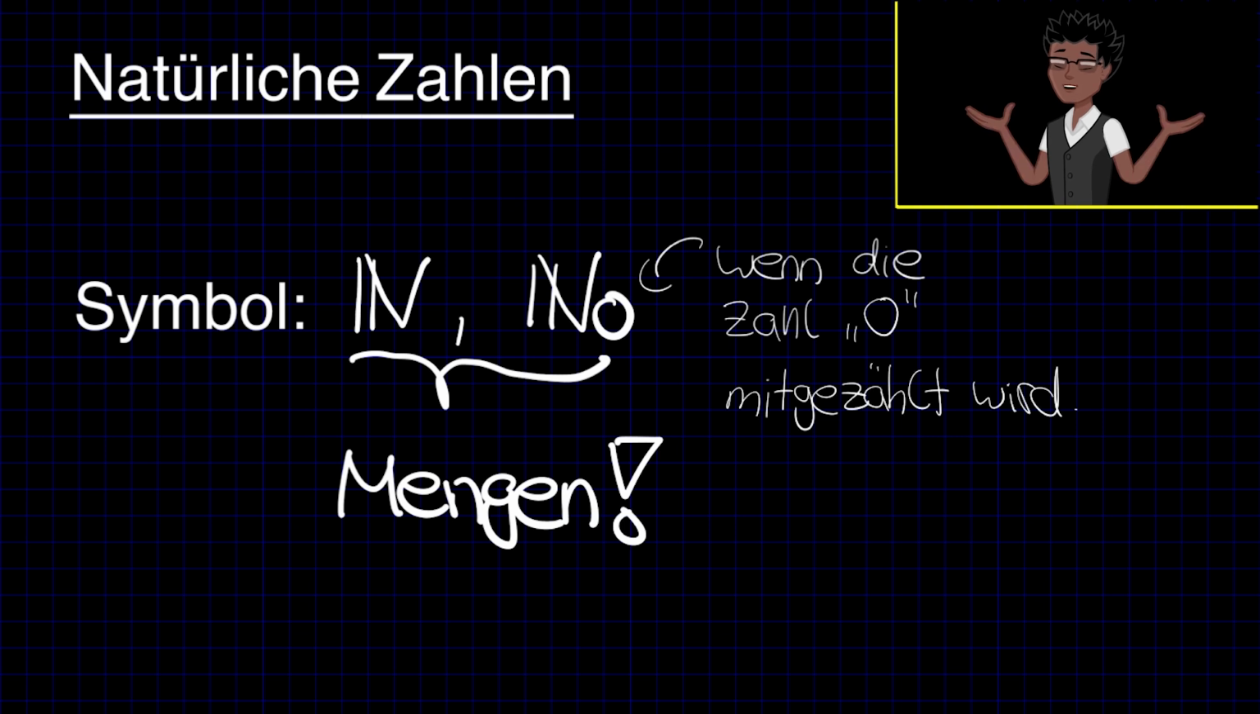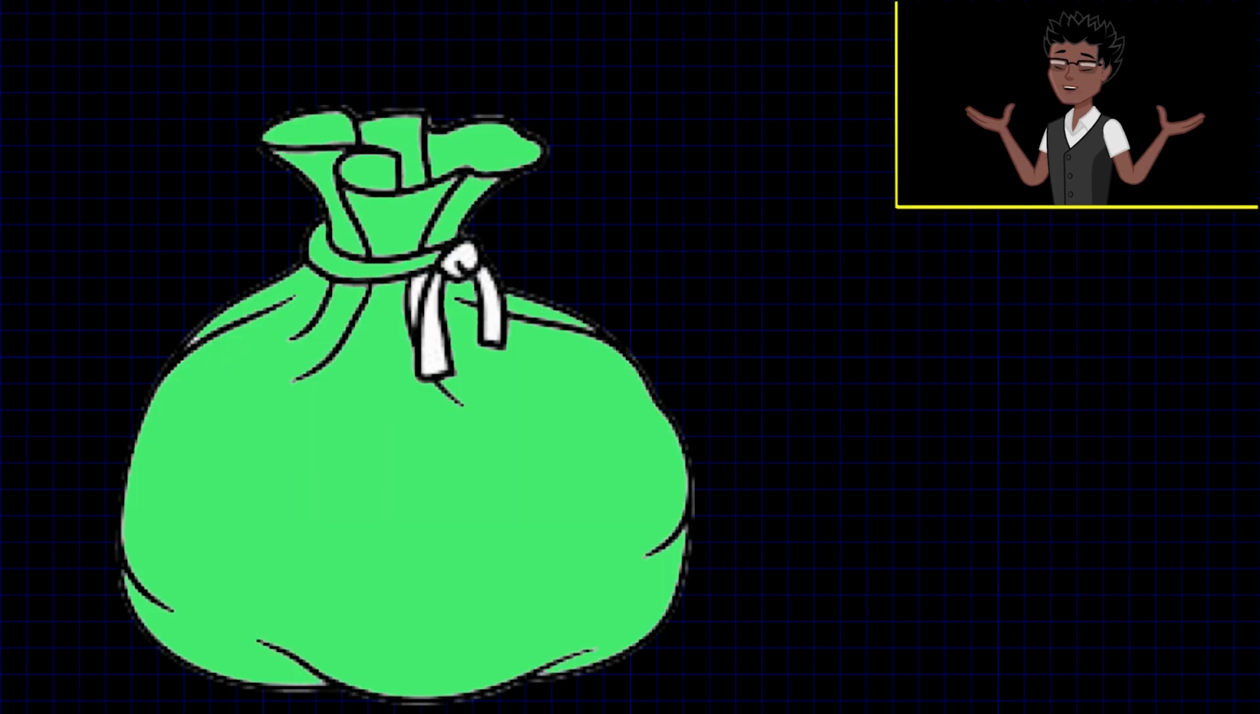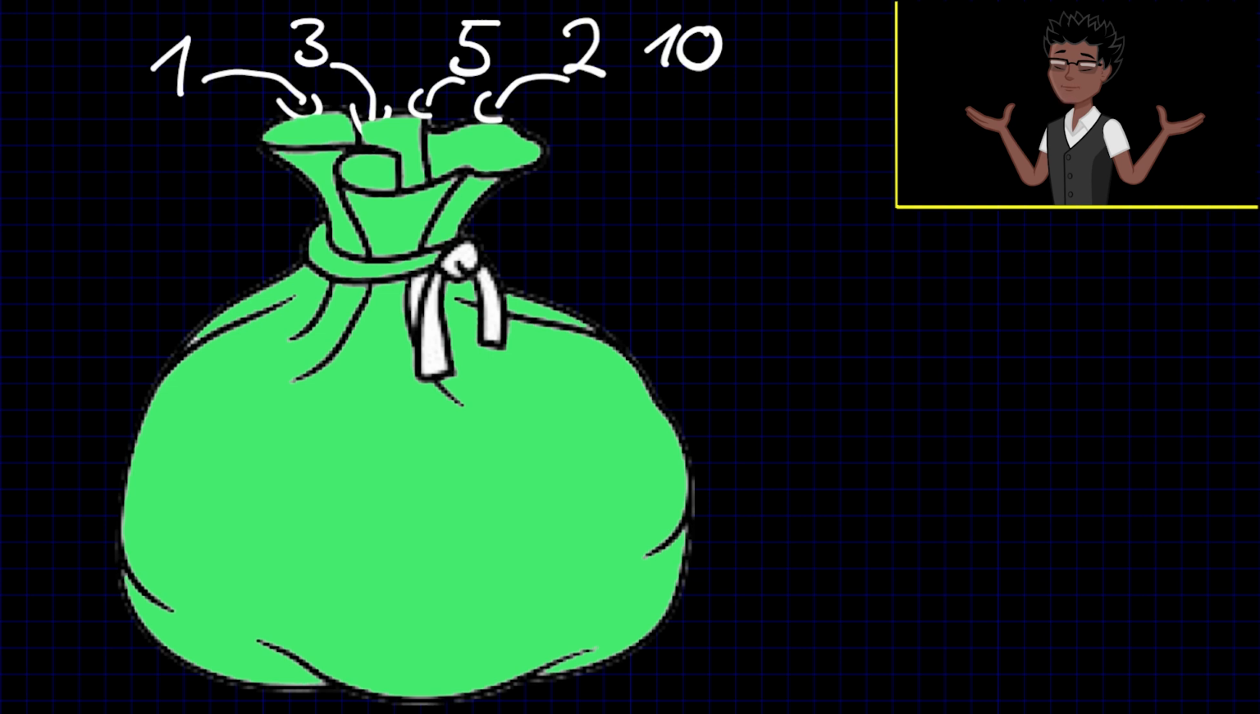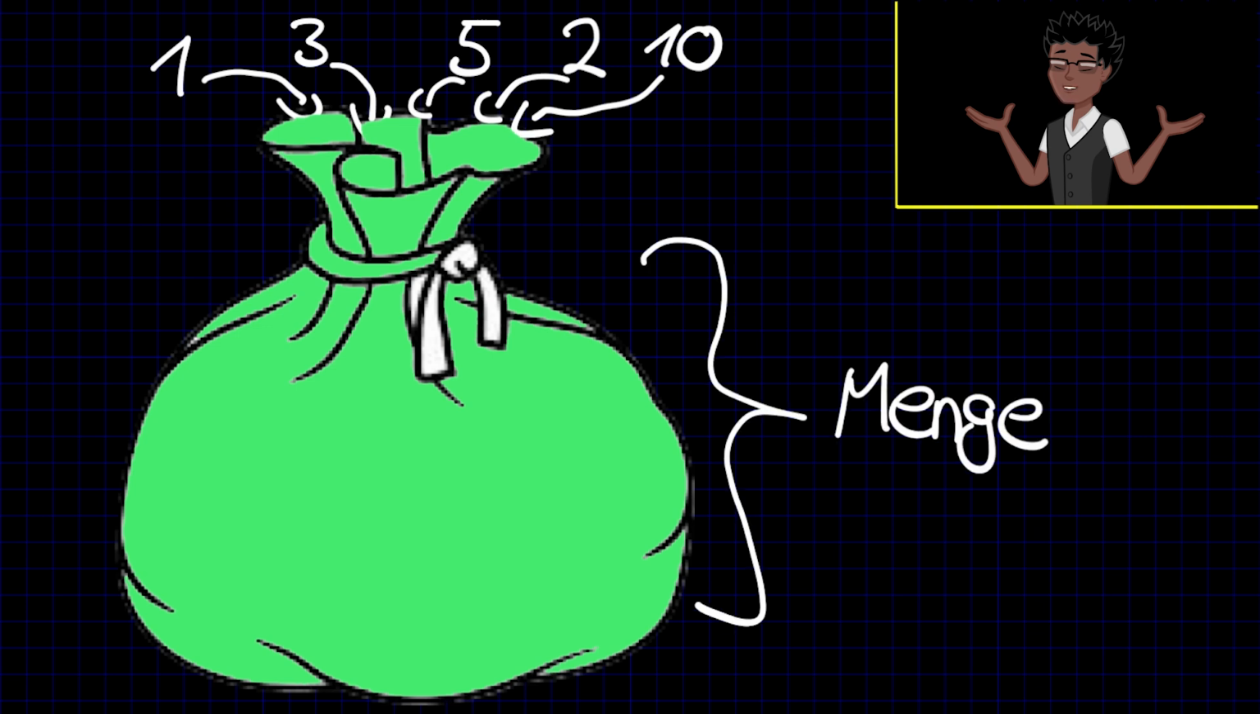You might be asking yourself, what exactly is a quantity? Both symbols represent the natural numbers and each stand for a set. Here is a short answer. A set is a collection of certain numbers. Imagine an infinitely large bag into which we are only allowed to put certain numbers. The entire bag represents our set, and the numbers in it are the elements of that set.